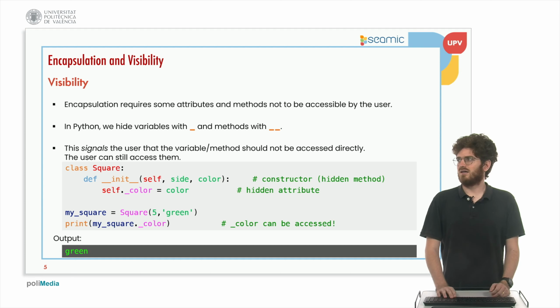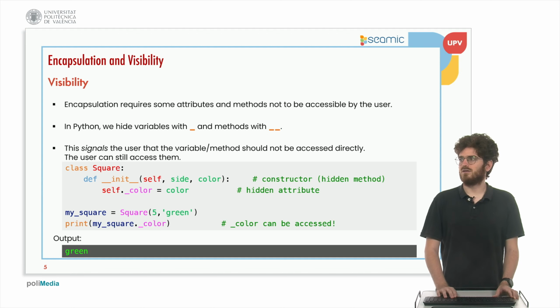So let's check how we can make attributes invisible. We have here the square class, and in Python we can hide variables with a single underscore and methods with a double underscore. For example, the init method is not a normal method but a constructor, which we can call by using the name of the class down here with my_square equals Square(5). So the init method must be hidden such that the user cannot use it. However, this method can still be accessed. For example, we could say square.__init__, and we could still be accessing that method.